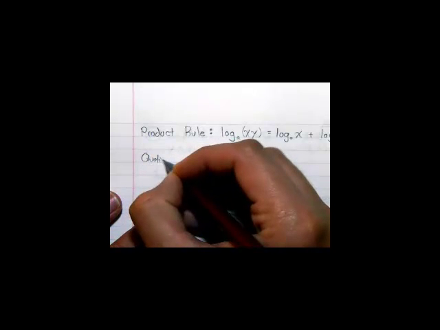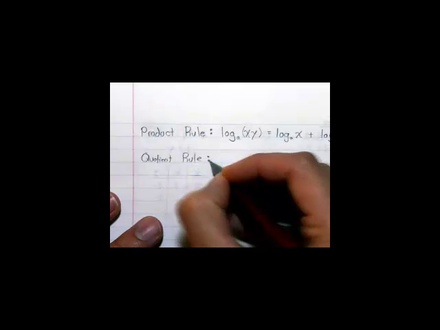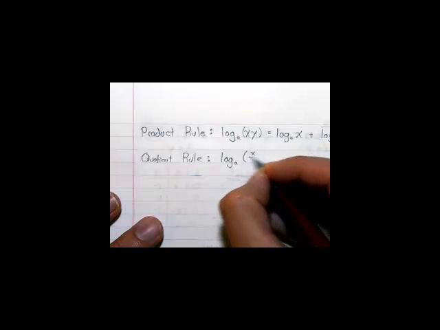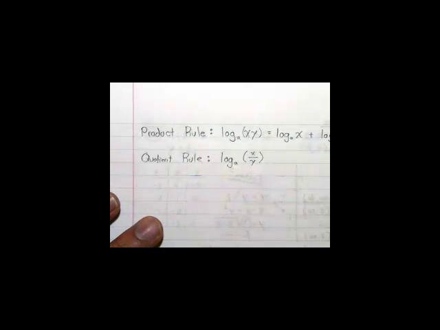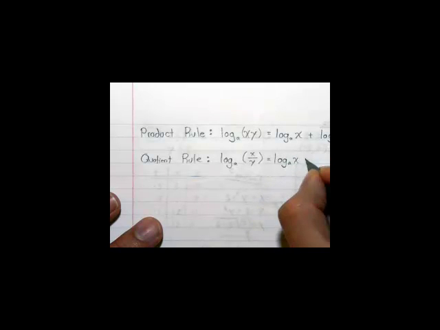If you understand the product rule, the quotient rule is pretty straightforward as well. So if you have the log base a of x over y, what's the only thing that changes? Yeah, it's just a subtraction then.